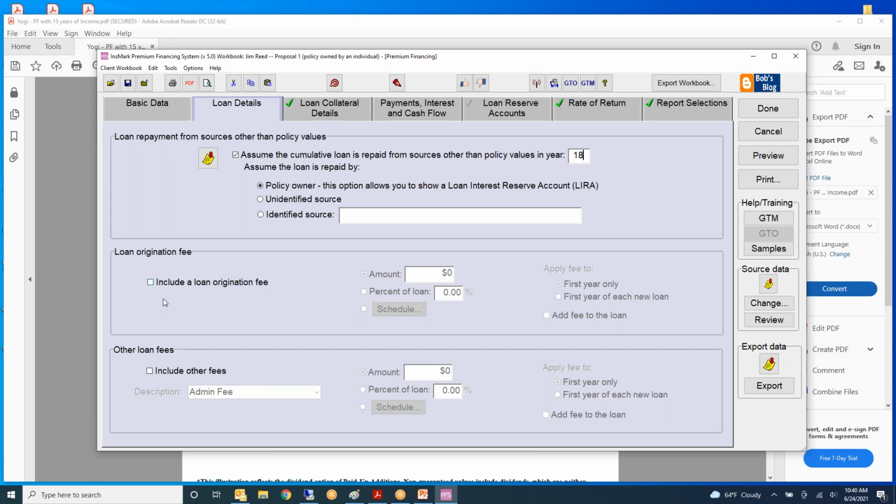And down here, these other inputs are very simple. If the bank or lender charges additional fee on top of the interest, you add those here. If they don't, just ignore it, leave these blank.